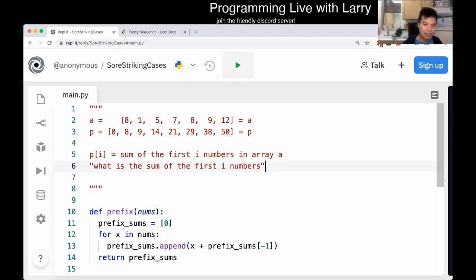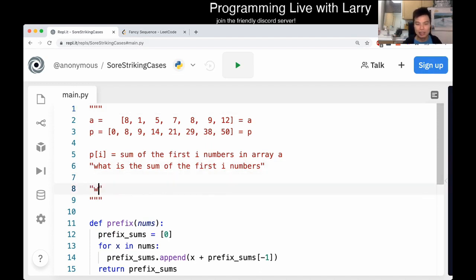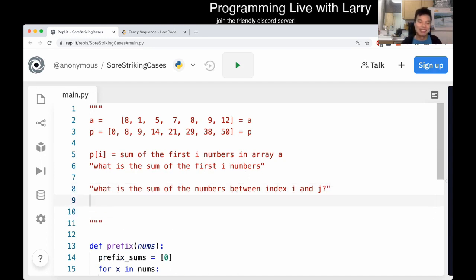And then another question that you can answer is, what is the sum of the numbers between index i and j? So this is a little bit trickier, but still should be solvable. Let me know if you're able to. Go ahead, pause for a second, and see if you can figure it out on your own if you haven't already.